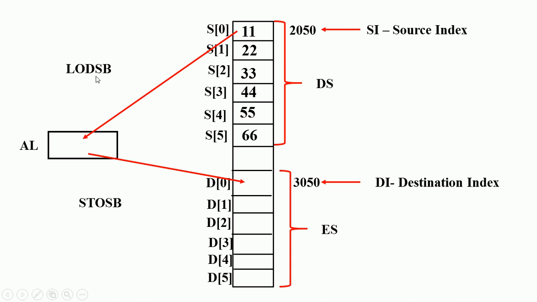So once you execute load string byte, it is going to transfer data from memory. That address is given by DS with SI, and that comes to AL. If you execute load string byte, then automatically the content of SI is incremented by 1, provided the direction flag is reset. Here by default the direction flag is reset. In this case we are using auto increment.